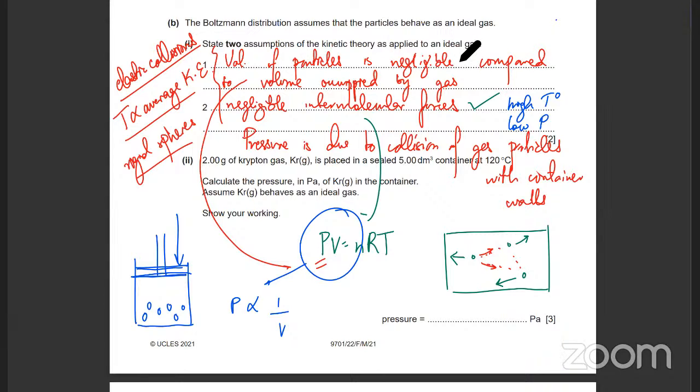So at high pressure, this statement will no longer be true, and the equation will not work. Pressure would not be inversely proportional to volume. The gas would become incompressible because it's running out of gaps.